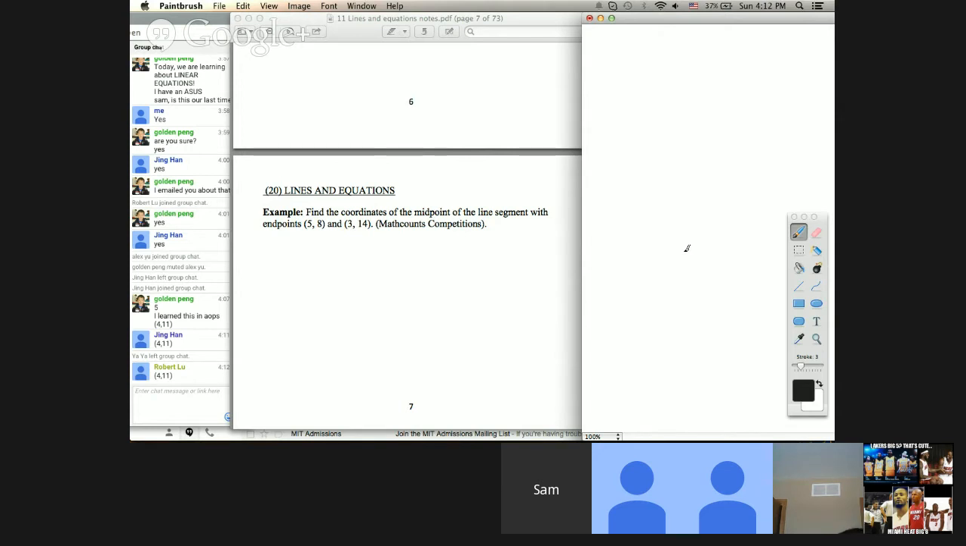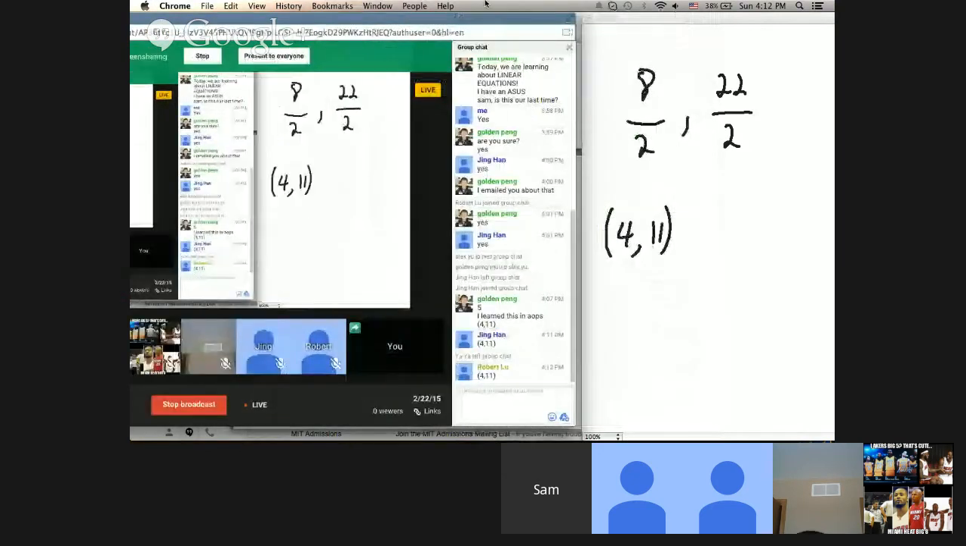All right, nice job to these guys who got it down here. Basically, you just add up the x points, which is 5 and 3, that's 8, and then you divide by 2. And then you add up the y's, which is 8 and 14, which is 22, and you divide by 2, so you get your point (4, 11). Right, okay.